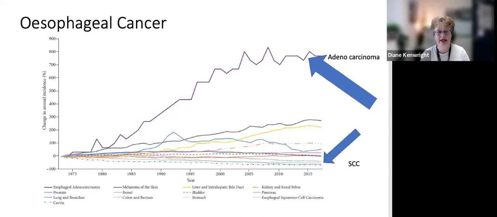So let's have a look here. Esophageal cancer. We've mentioned that there's adenocarcinoma in the esophagus. Adenocarcinoma makes up the majority of cancer in the esophagus, and it has been increasing in incidence. Squamous cell carcinoma is the other kind of esophageal cancer, and it is decreasing in incidence.